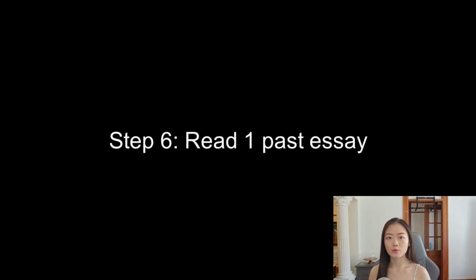Number 6. Read one past essay. If you click the official John Locke Institute website, you can easily find many past winners' essays. I suggest you read at least one past essay just to have some brief idea about what an award-winning essay looks like and to build some sense about how detailed an analysis you should give on the subject you choose.